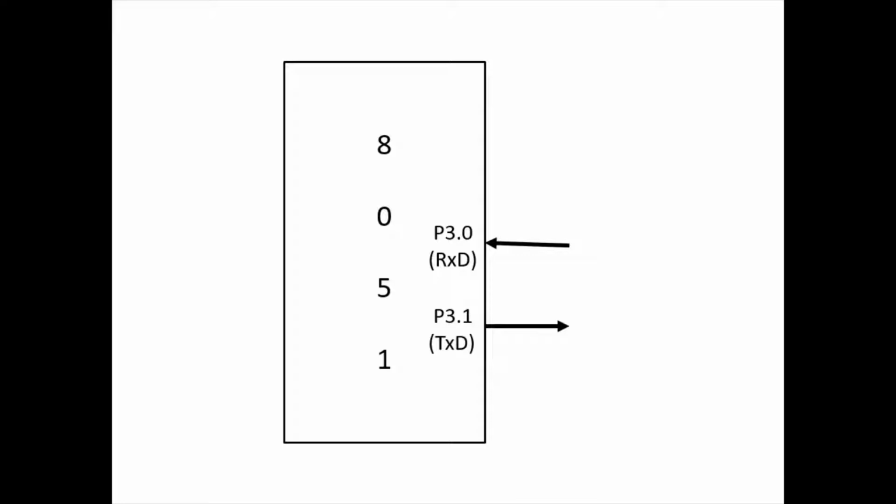One more pin, the TxD pin, is used for transmitting data serially, and that pin is the alternate function of the P3.1 pin. So these two pins help us communicate with other devices serially, and as there is a separate pin for transmission and a separate pin for reception, 8051 supports full duplex serial communication.